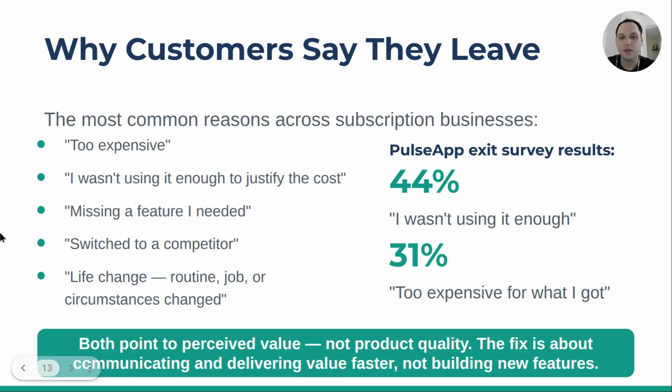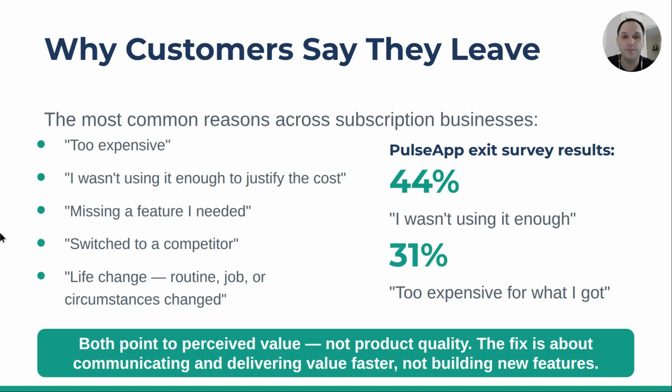Across most subscription businesses, the same reasons tend to appear at the top of exit surveys. Too expensive. I wasn't using it enough to justify the cost. It was missing a feature I needed. I switched to a competitor. And life changed. My routine, job, or circumstances are different now.